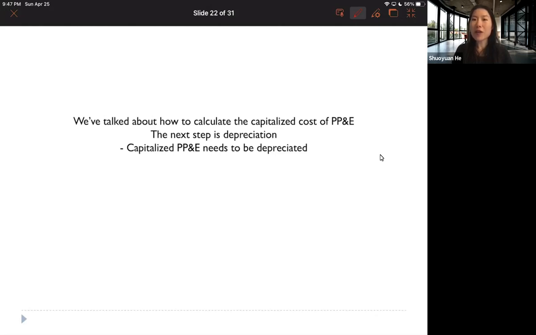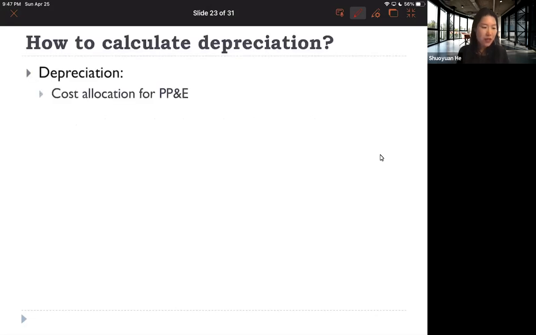We have talked about how to calculate the capitalized cost of the PP&E. And capitalized PP&E needs to be depreciated. So the next step is how to calculate depreciation. So first of all, what is depreciation? Depreciation is basically a cost allocation process. It is cost allocation for PP&E.